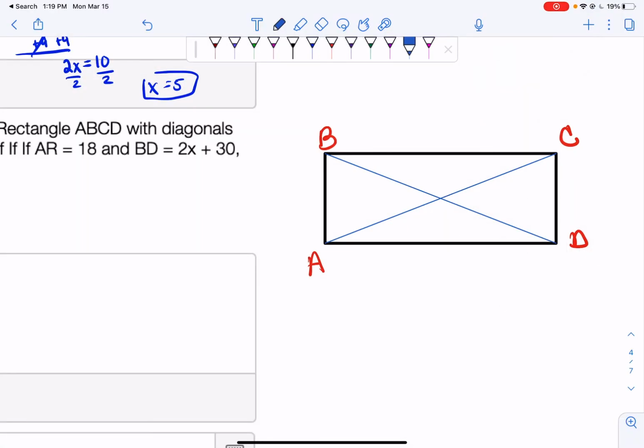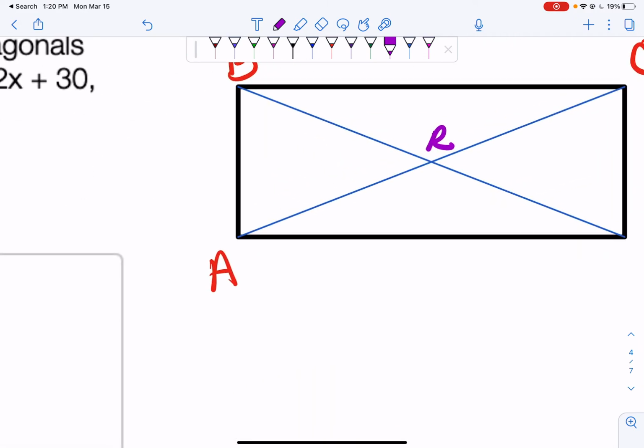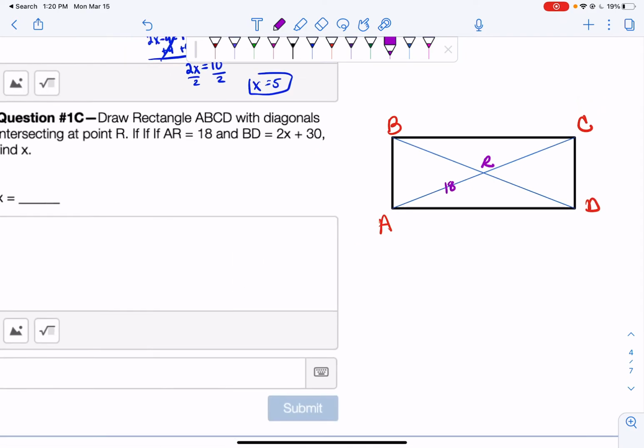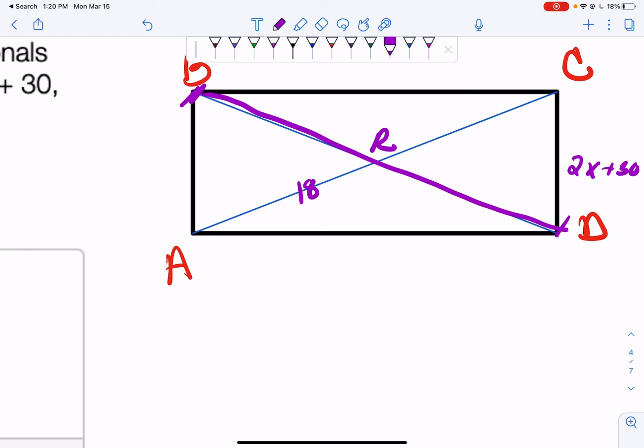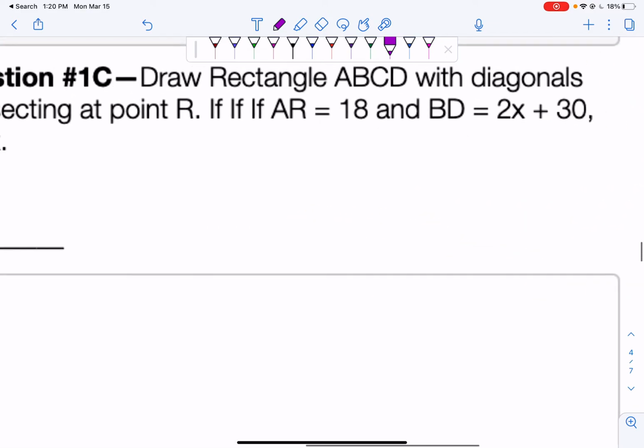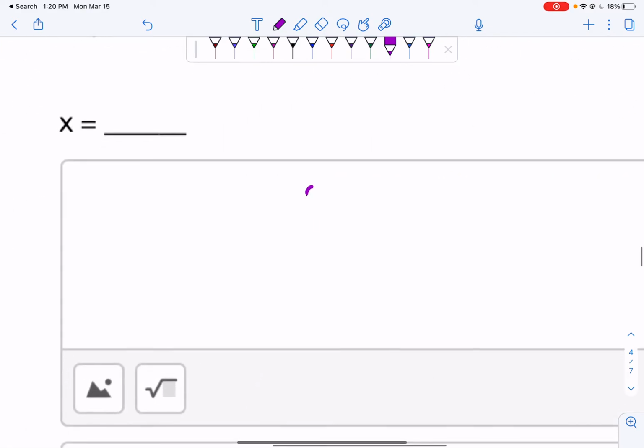Just had to check my microphone was on, one second. Okay, good. Now we know AR is 18 and BD is 2x plus 30. So if you look, we're saying that this whole segment is 2x plus 30. If you remember, if this is 18, then this is also 18. And we know our diagonals are congruent to each other. So I know that my diagonal is going to be 36. So if I wanted to, I can do 2x plus 30 equals 36. Subtract 30 from both sides of your equation.